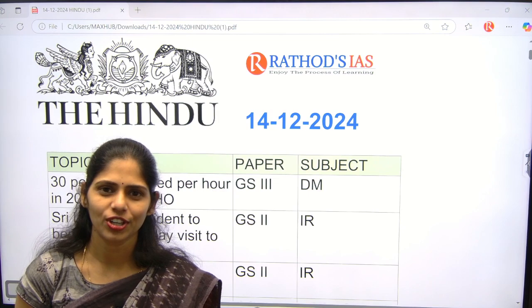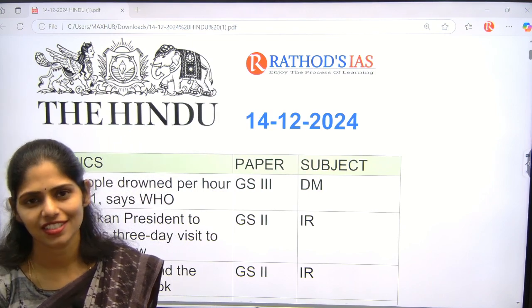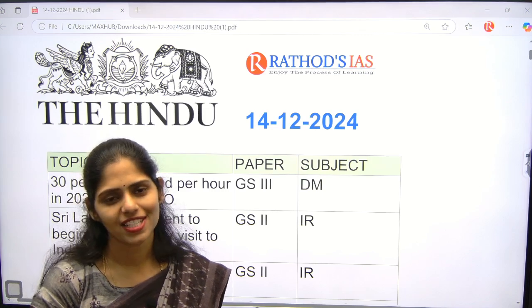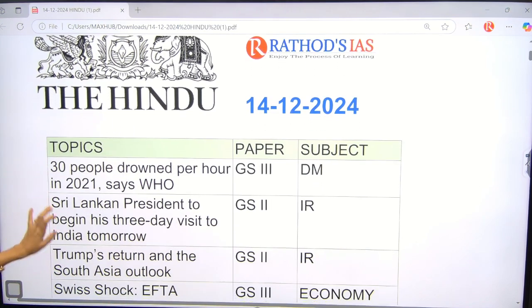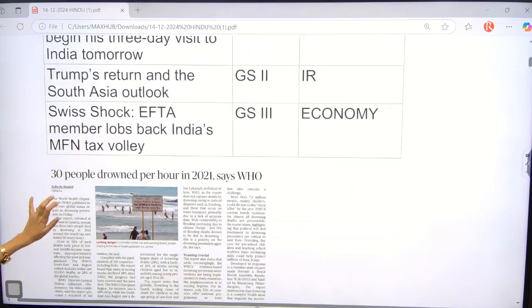Today in this session we are going to see current affairs of 14th December 2024. So let's get started with our discussion without wasting any time. So let's see this first article, guys, see the title.